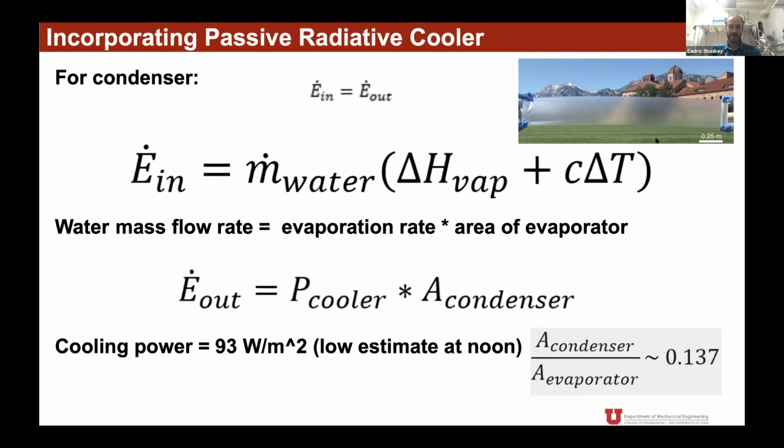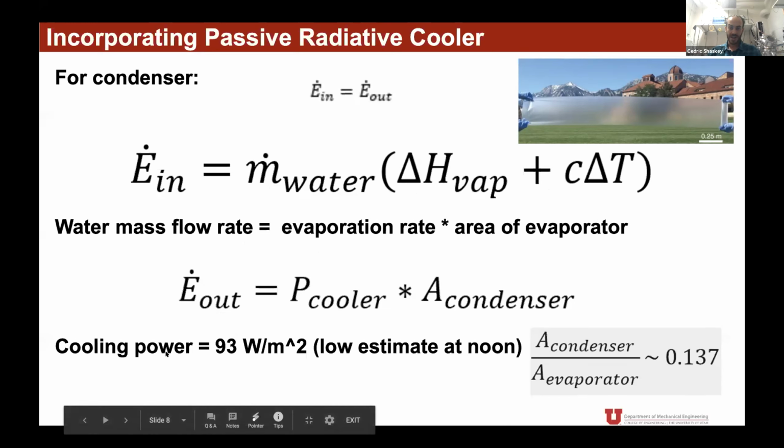So we can look at an energy balance for the condenser. We have the energy in, which is essentially the mass of condensed water times the latent heat of vaporization, delta H vap, plus the specific heat of water times the temperature difference that we want to maintain. We can say that the mass flow rate is essentially the evaporation rate times the area of the evaporator. And then we can look at the energy out, which is the power of the radiative cooler, P cooler, times the area of the condenser.